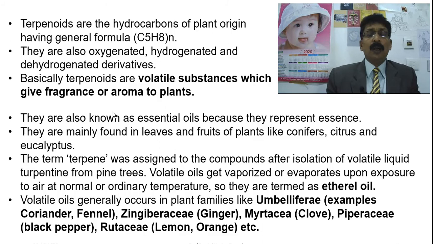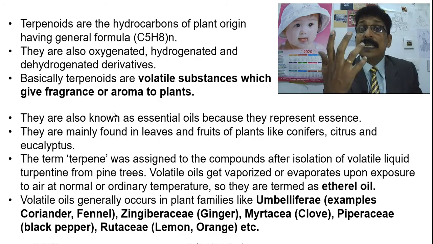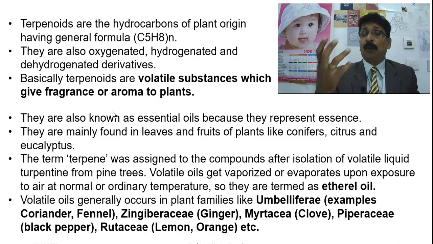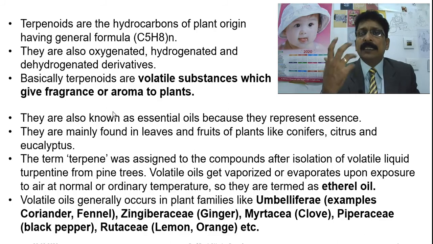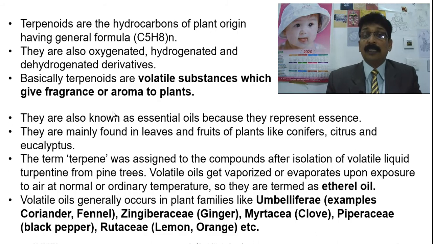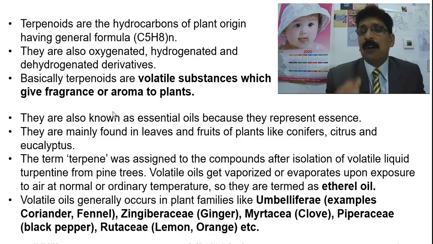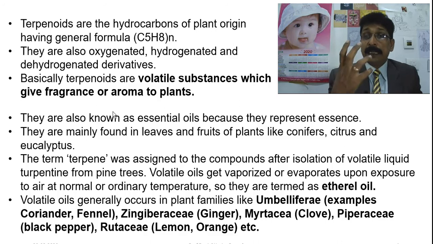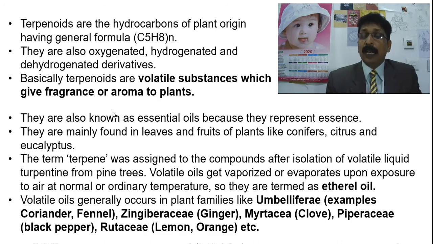So they are known as essential oils. Essential oils. This word you might have come across. Essential amino acids in proteins you might have studied. They are essential oils because they represent essence. They are essence of the particular plant, essence of the particular flower, essence of the particular leaf, essence of the particular bark. They are the flavor which is obtained. Understand? That is why they are called essential oils.